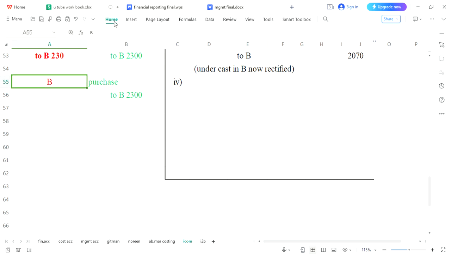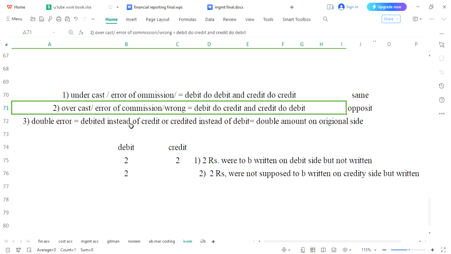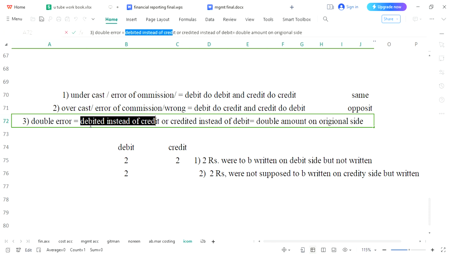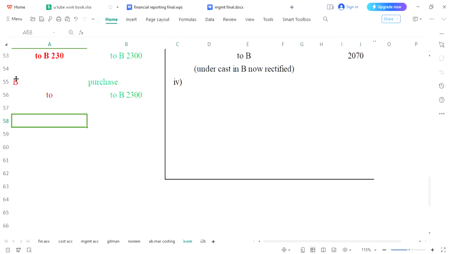Now let me know the name of this error. We were supposed to credit B account, but instead of crediting B, we have debited it. Now, the third mistake, as you know, is that we have debited instead of credit. This is our mistake for this entry. How? Look, by mistake, the red line is showing the mistake. By mistake we have debited. The actual position of B was to be written on the credit side.